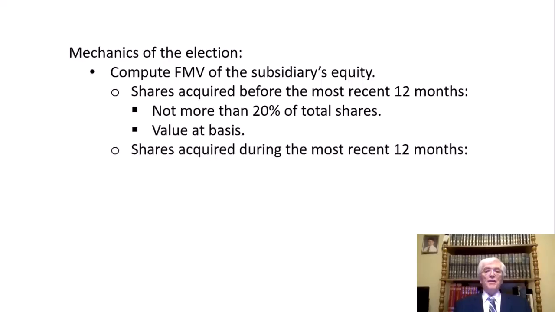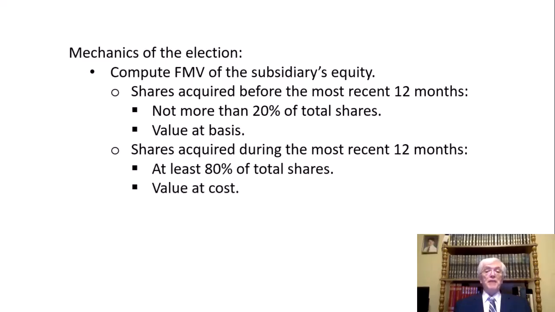Shares that you did acquire during the most recent 12 months, so that's at least 80% of the total, those value at cost. What did you just pay for them in this purchase that you made within the last 12 months, or these purchases you made within the last 12 months? And then what about shares that you never acquired? That was not the case with the problem we just looked at. They went and got 100%.